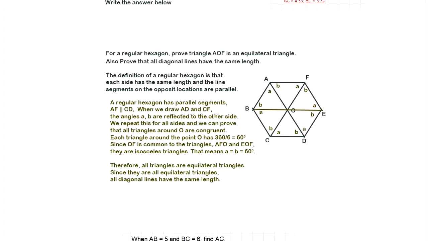For a regular hexagon, prove triangle AOF is an equilateral triangle. Also prove that all diagonal lines have the same length. Well, it's easy, right? Once this is equilateral, then all of them are equilateral.